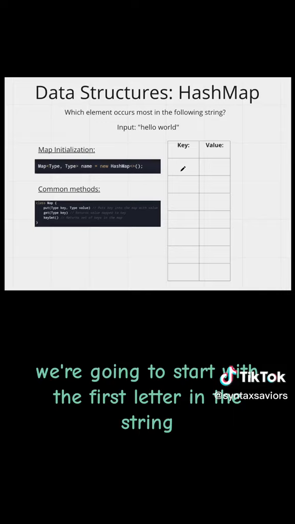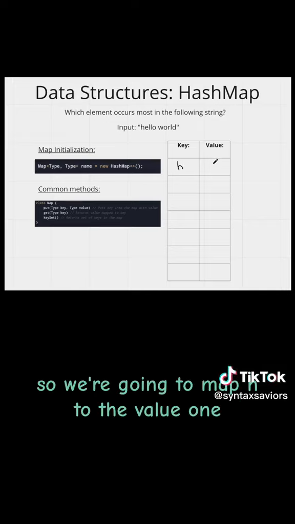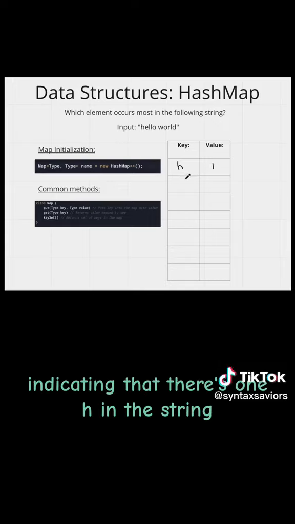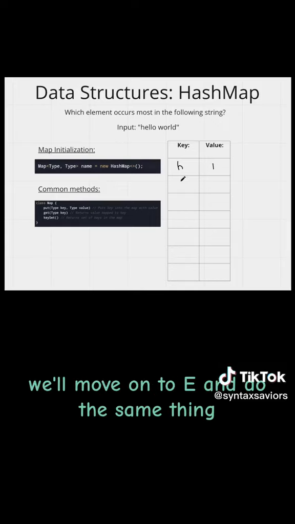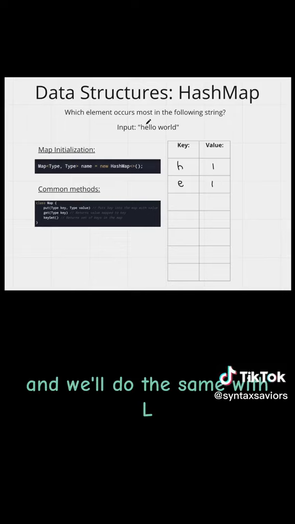We're going to start with the first letter in the string, which is an H. It's not in our map, so we're going to map H to the value 1, indicating that there's one H in the string. We'll move on to E and do the same thing and map it to the value 1, and we'll do the same with L.